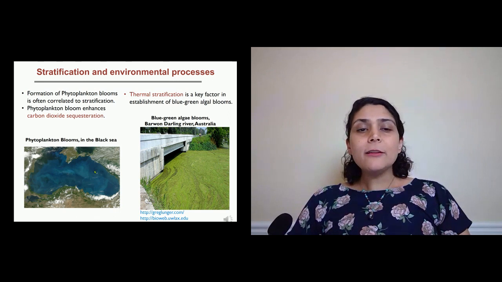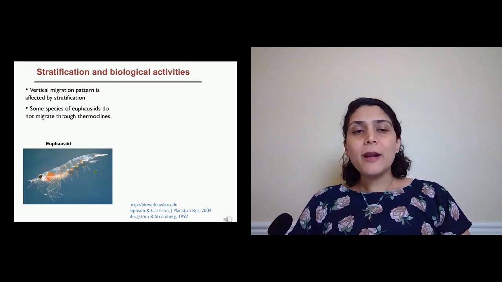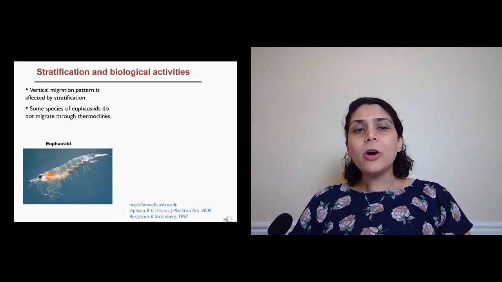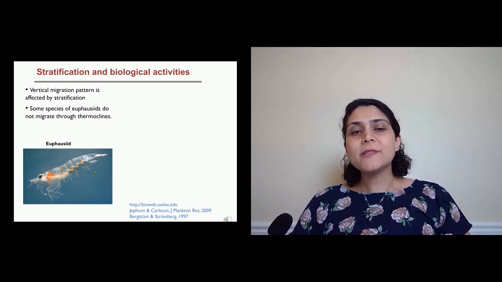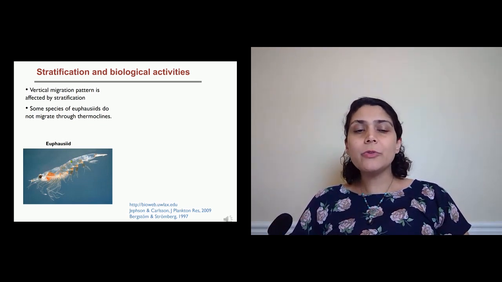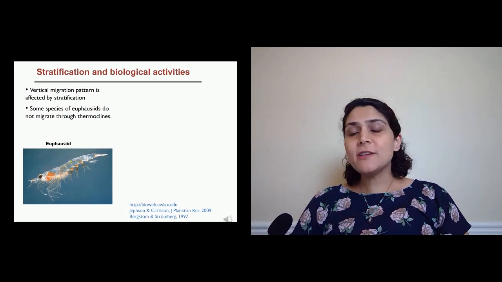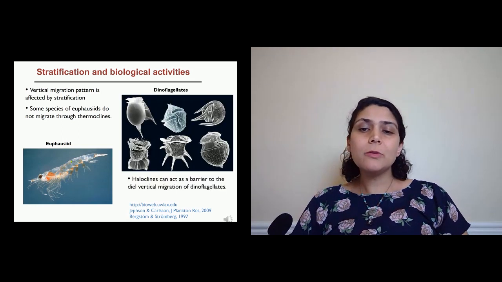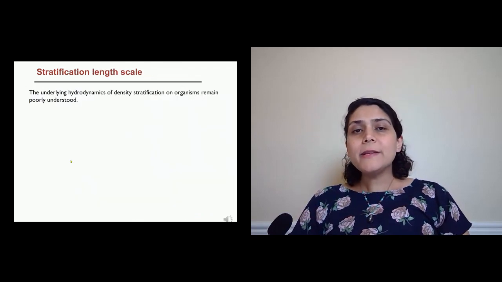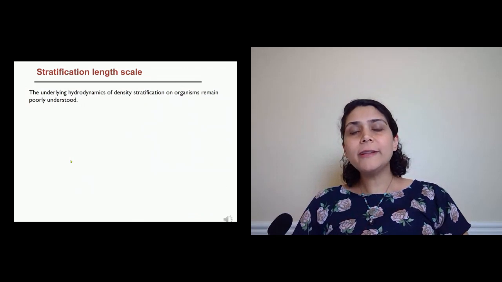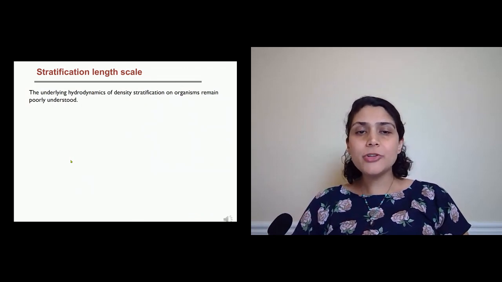Not only at the scale of these larger-scale environmental processes does the stratification matter, but also at the scale of individual organisms. Some species of krill cannot swim through a thermocline, or some species of dinoflagellates cannot swim through a halocline, which is when we have a stratification because of change in salinity. As a hydrodynamicist, what is interesting to me is how much fluid dynamics matters versus how much biology contributes.